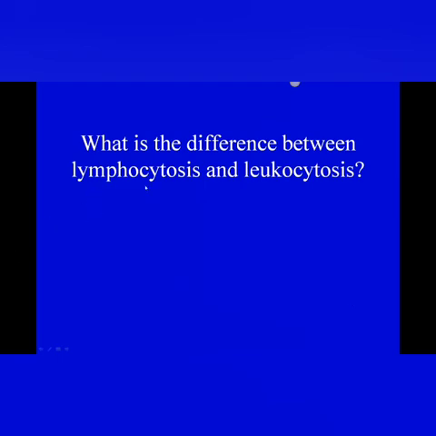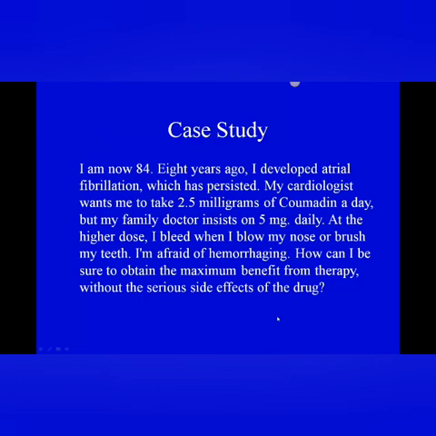What's the difference between lymphocytosis and leukocytosis? Which one means an increased white blood cell count? That was leukocytosis. And lymphocytosis would be an increase in a type of white blood cell. Leukocytes, monocytes, basophils, neutrophils. Leukocytes were a type of white blood cell. So I'll let you read this one.